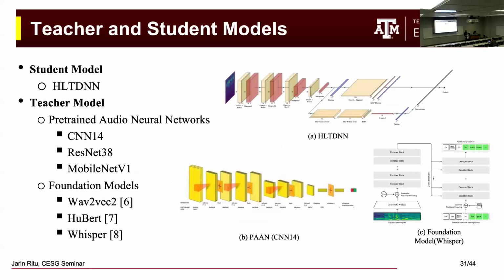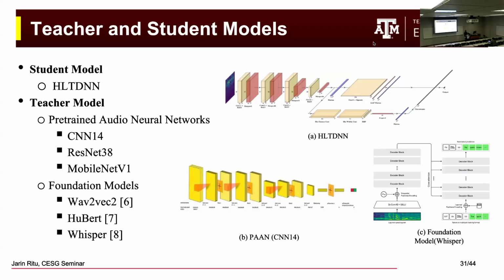For the models choice, for the student model, I am using this HLTDNN model, and for the teacher model, I am using two sets of teachers. The first one is pre-trained audio neural networks. So these networks have a CNN backbone. The first one is CNN14, ResNet38, and MobileNetV1. And the other set of models are foundation models, which is Wav2Vec2, HuBERT, and Whisper.